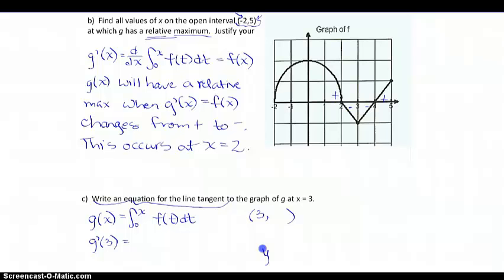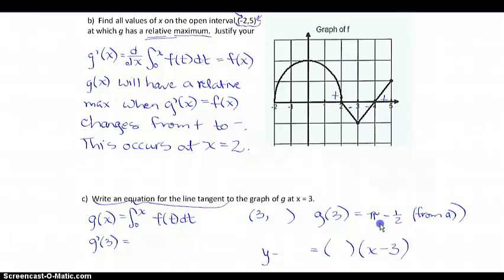And I also need g prime of 3 because that's going to be my slope. And then I'm going to plug that into y minus y1 equals the slope times x minus x1, right? Point slope equation. So I need the point and I need the slope. I have the x coordinate already. And if you think of it, this is g of 3. And we already found that in part A. We found that to be pi minus 1/2. So we don't have to do that work again. We can just show them that we remember that we did that in part A. And if we refer them back there, then we get whatever points are attached to that value in part C.